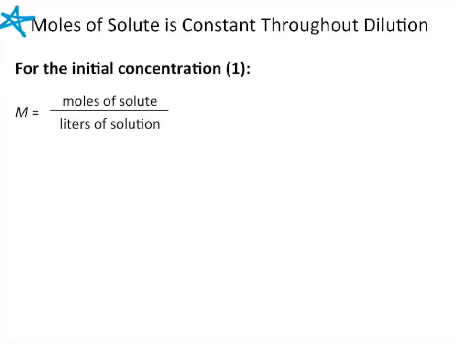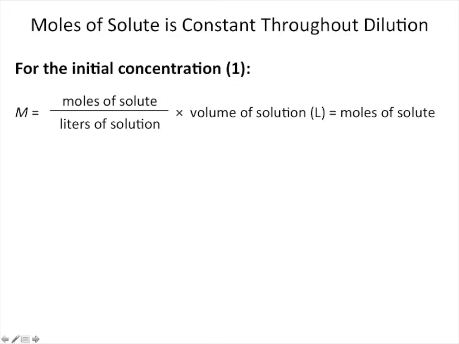So one way to think of this is, for the initial concentration, if you take the definition of molarity, which is moles over liters, and then you multiply that by the volume of solution at the time in liters, then this will give you the moles of solute as your outcome. Now, this can be rewritten as M times V equals n, and I put subscript 1s here to say this is the initial concentration. So M1V1 equals number of moles. Molarity times volume gives you moles.